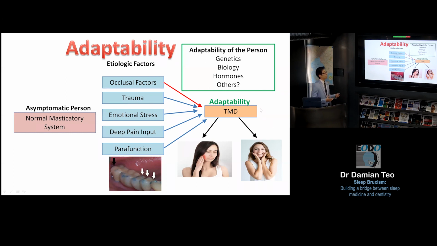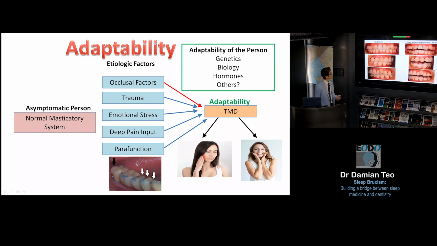And then it's the adaptability of the person, whether it be their genetics or their biology or their hormones, or how well they sleep at night, how well they breathe, what their diet is like. All this adaptability will then determine whether the patient will have TMD, or whether all these etiological factors will just let them be normal and get through their everyday life.